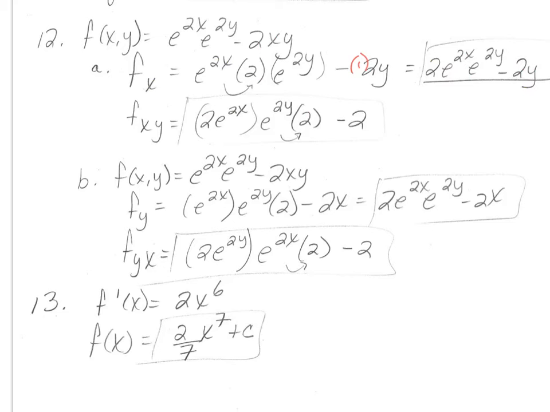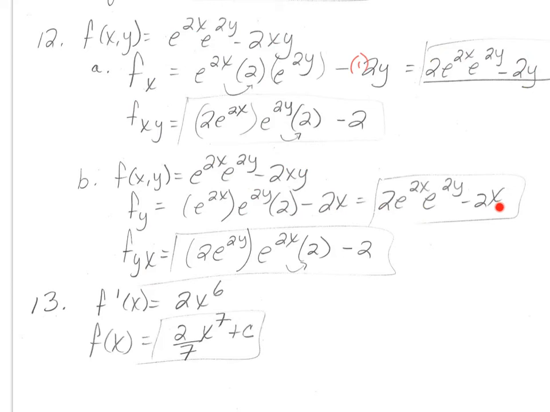Let's do part B. Now we're taking the derivative with respect to y, then with respect to x. So the first piece here with respect to y, the e to the 2x is a constant. It's got parentheses around here. E to the 2y, you write it as it is. Chain rule out the derivative of the exponent, which is 2. Then take that second term, negative 2xy. Take the derivative with respect to y as negative 2x. And then rewrite it to simplify because we need to take a higher order derivative.